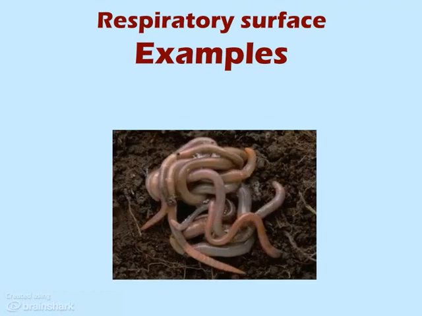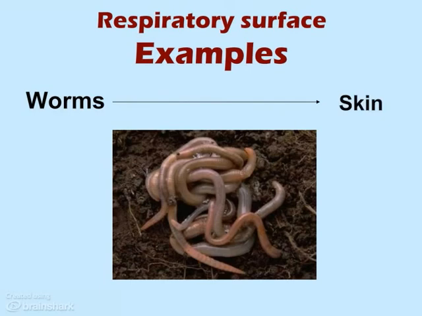Since different organisms have different adaptations for their respiratory surfaces, let's look at some examples. Worms, their skins are thin and moist, and if you look very close at them, you can even see the blood vessels that go through them. They are certainly highly vascularized, so the skin provides them with their respiratory surface.